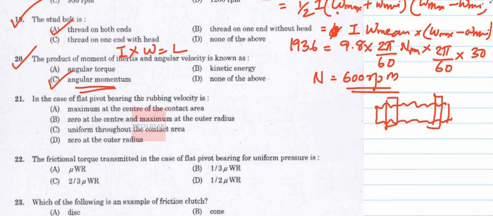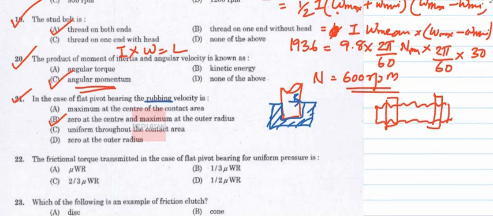Now question number 21. In case of a flat pivot bearing, the rubbing velocity is, answer is B, that is 0 at the center and maximum at the outer radius. So what is a flat pivot bearing? Basically it is a shaft inserted in a bearing with radius R. So the rubbing velocity is 0 at the center and maximum at the outer radius.